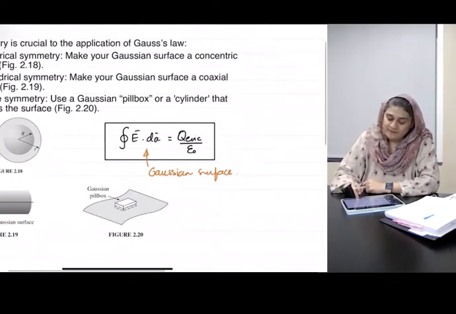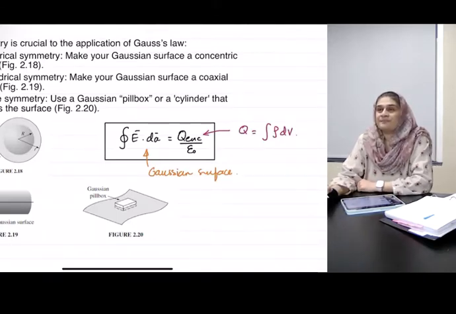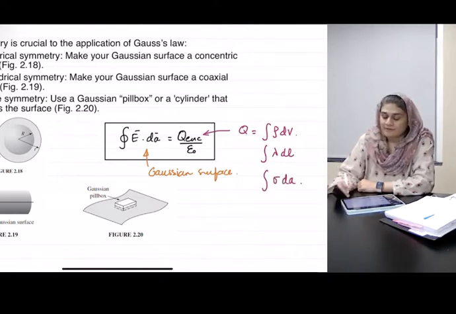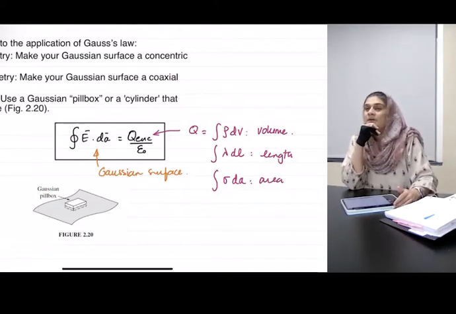In general, this Q enclosed is written like this, or this. So what's the first one? Volume. What's the second one? What's the third one? Good so far?